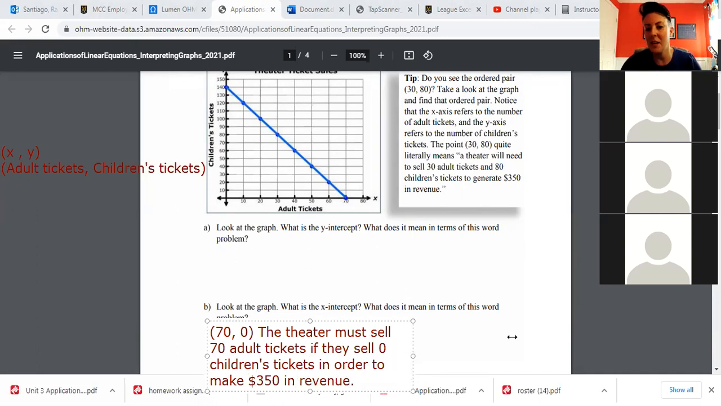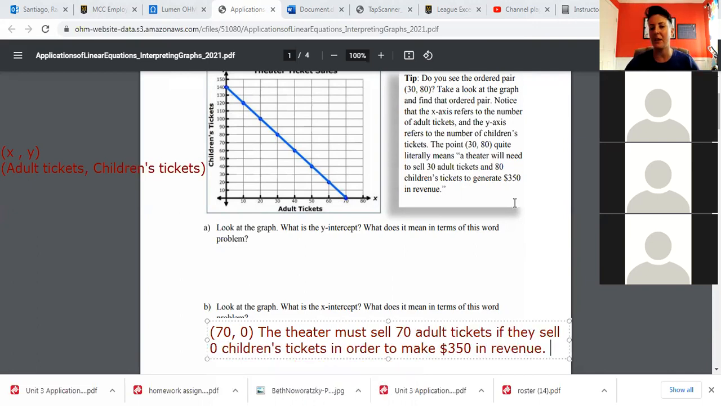It's essentially the same thing as the previous problem, but I've just decided to word it a little bit differently in case you were wording it a little bit differently yourself. But the context is still there. I didn't say anything that doesn't refer to the problem itself. Okay, the theater must sell 70 adult tickets if they sell 0 children's tickets in order to make $350 in revenue. That's what that ordered pair is telling us.